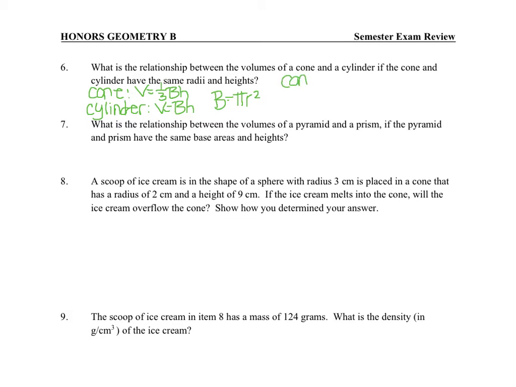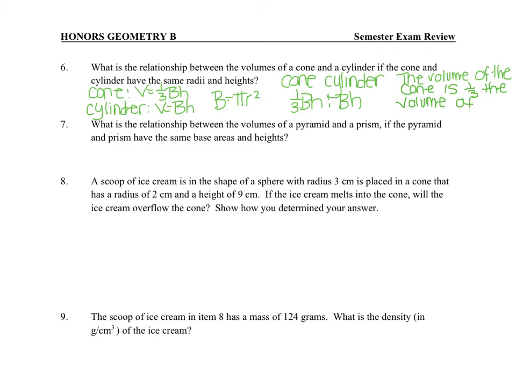So basically, for a cone compared to a cylinder, we're talking about 1/3 area of the base to the area of the base, which is really a difference of 1/3 of the other. So the volume of a cone is 1/3 the volume of the cylinder.